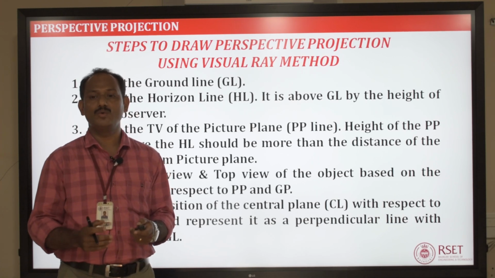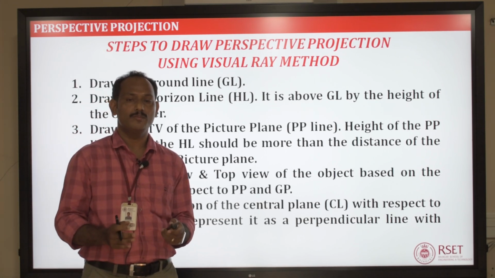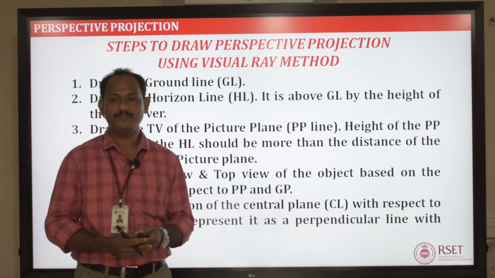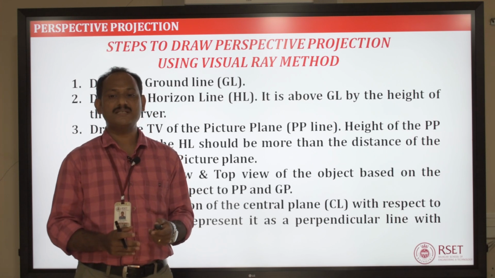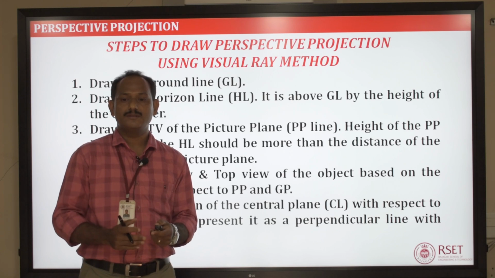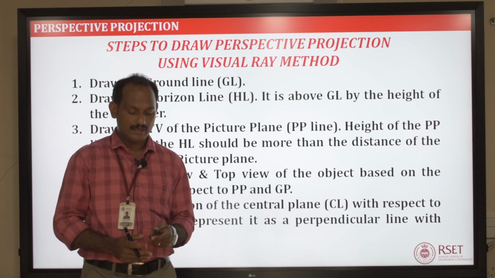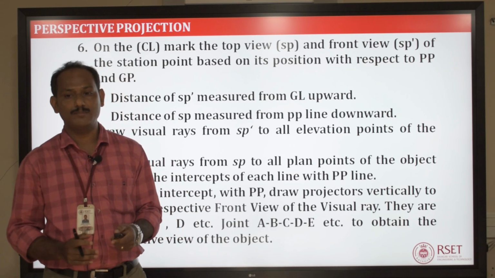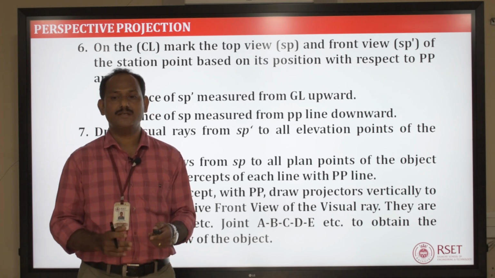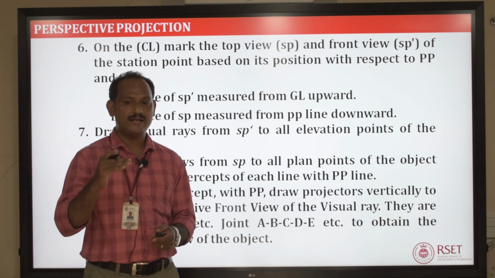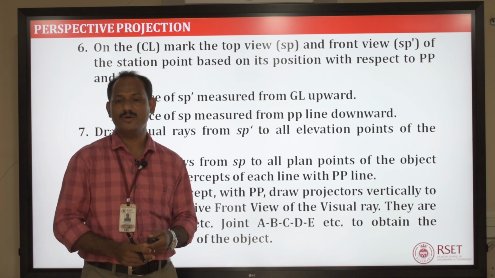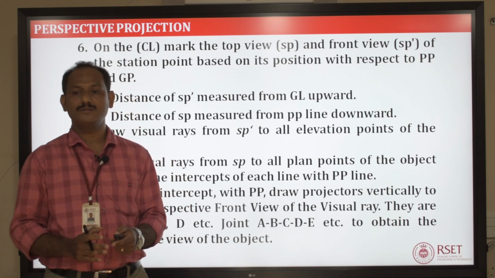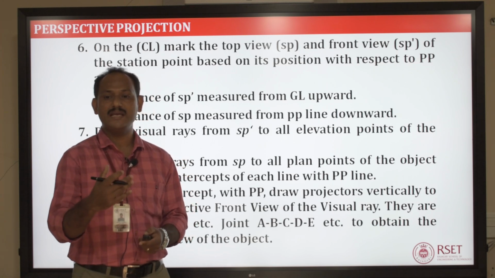Draw the front view and top view of the object based on the position with respect to PP and GP, picture plane and ground plane. Then locate the position of the center line, central plane with respect to the object and represent it as a perpendicular line to both the PP line and ground line. On the center line, mark the top view of the station point and front view of the station point based on the position with respect to PP and GP. The distance SP dash is measured from the ground line upward always, because the observer is always above the ground plane. The distance SP is measured from the PP line downward, because the observer is always in front of the picture plane.